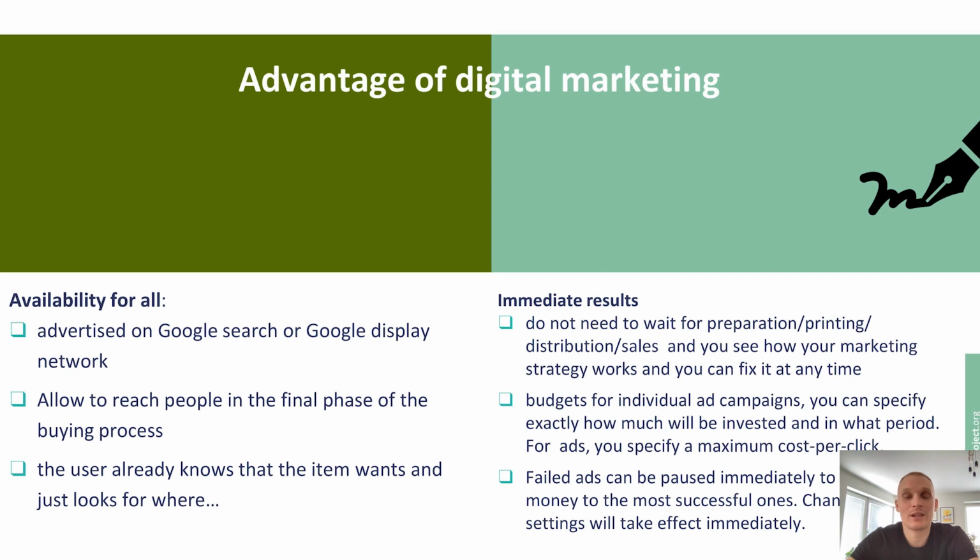Budgets for individual ad campaigns: you can specify exactly how much will be invested and in what period. For ads, you specify a maximum cost per click. Failed ads can be paused immediately to move the money to the most successful ones. Changing your ad settings will take effect immediately as well.